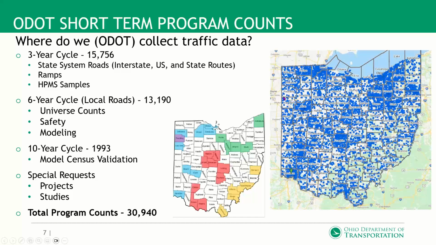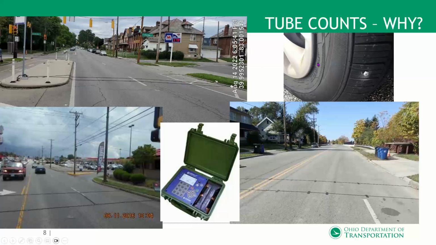So we have roughly 30,000 counts that we count on a fairly regular basis. So how do we count those? Everyone always in the road, and sometimes people ask me, why in the world do you still count that way with tube count? They are very accurate if you use the right kind of equipment.